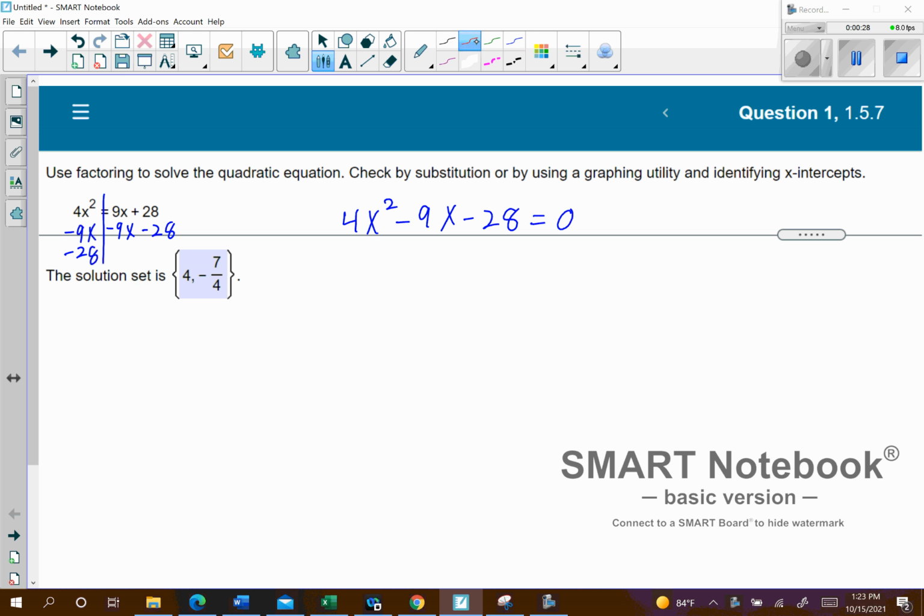And so as you were kind of alluding to in your email, we'll go ahead and multiply the 4 and the negative 28 together. And that'll give us negative 112. And then now it's time to take that middle number here, negative 9, and what we're trying to do is find two numbers that multiply to give us negative 112, but those numbers also will add to give us negative 9.